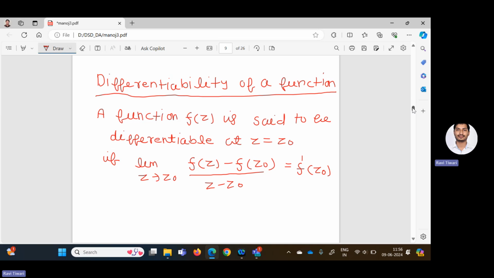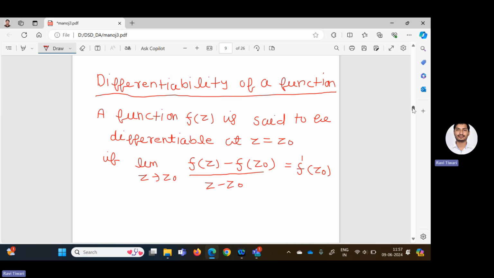So, in real variable differentiability and complex variable differentiability, the only limit is making the difference, otherwise no difference. In real variable, I just want to remind: limit x tending to c, where c is some real number, of (f(x) minus f(c)) divided by (x minus c), and that is equal to f dash c. But in the real variable case, only we are having two ways, and here we are having infinitely many ways.